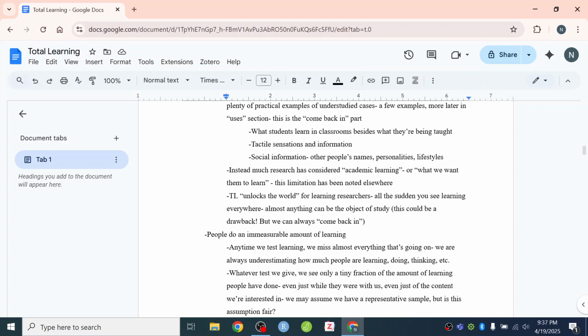We might be capturing some significant portion of what they learned about algebra in that time period, but we're not seeing everything that they learned in that time period. We're not even getting close. Whatever test we give, we see only a tiny fraction of the amount of learning people have done. Even if we say we're going to limit our understanding of how much learning these people are doing to the time they spent with us, just the hour, 2 hours that the algebra class was going on, even if we limit it just to the content we're interested in, we just want to know how much you learned about algebra, we still are capturing only a fraction of what has occurred.